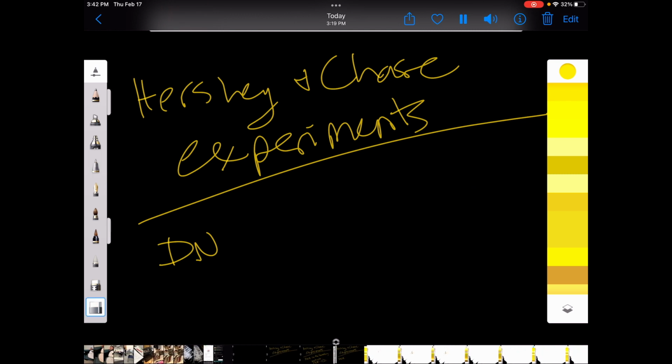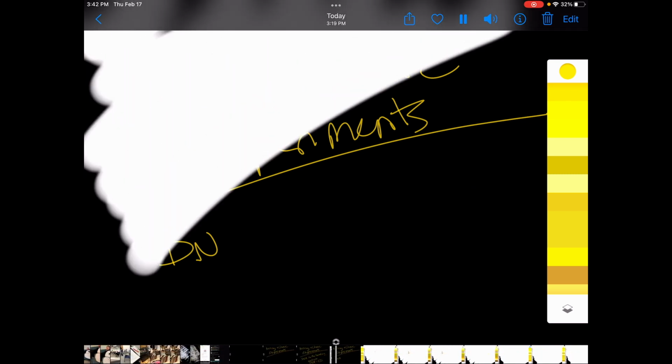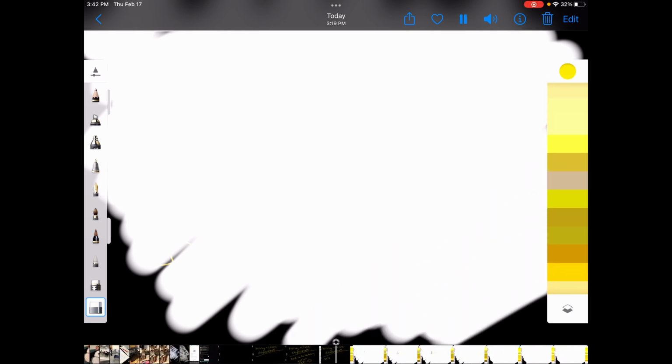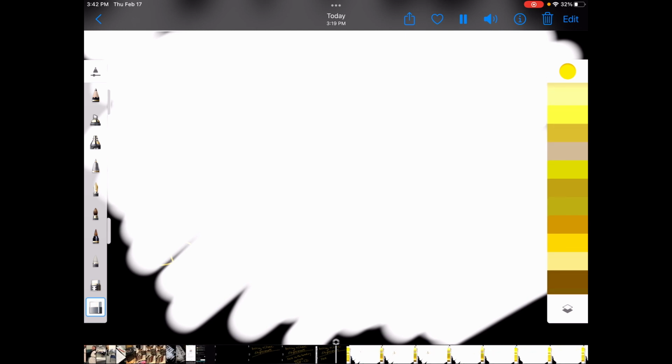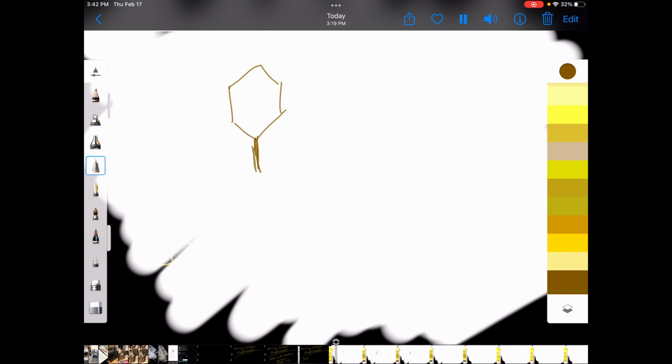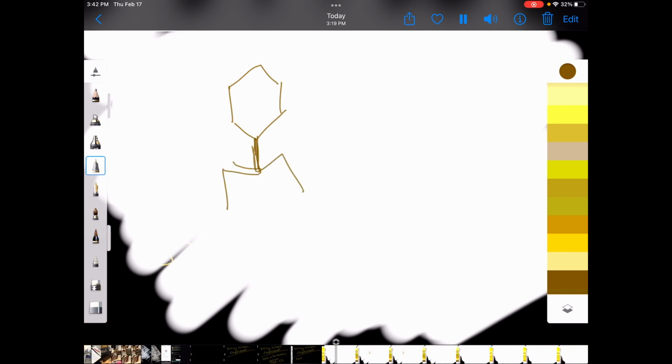And this experiment works because it uses a much more simple system than the pathogenic bacteria and mouse system, which was used by the Griffith experiments. This system instead used these viruses, which are called bacteriophage. And the viruses look a little bit like this. They look a little bit like a spaceship.